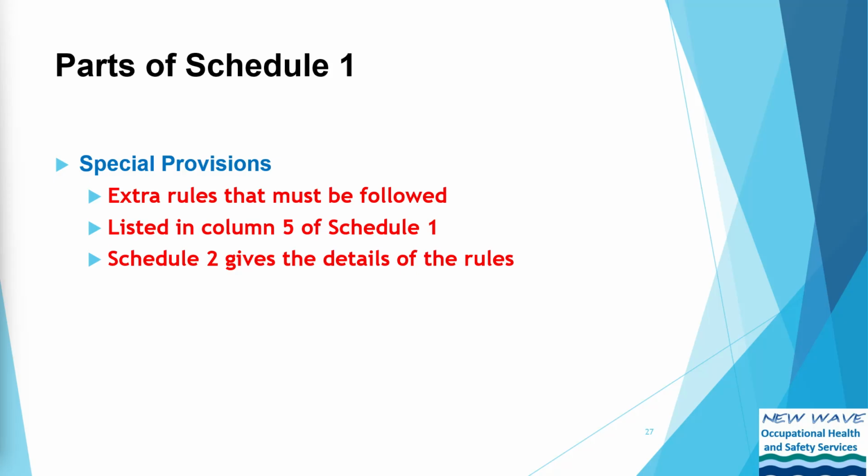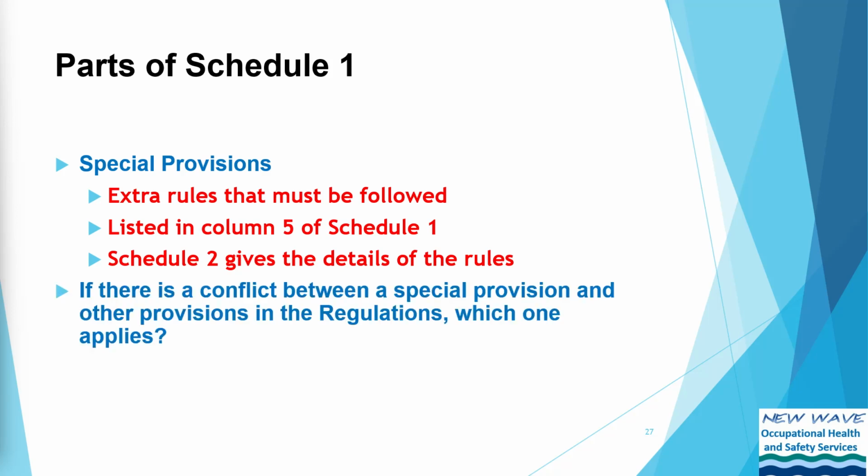After packing group in Schedule 1, we have special provisions. These are extra rules that must be followed. They are referenced by number in column 5 of Schedule 1, but the details are actually found in Schedule 2. Question: there are a lot of rules in the regulations. If there's a conflict between a special provision and other provisions in the regulation, which one applies?